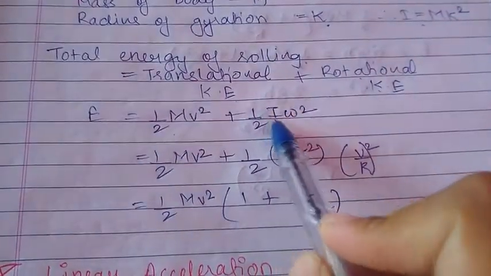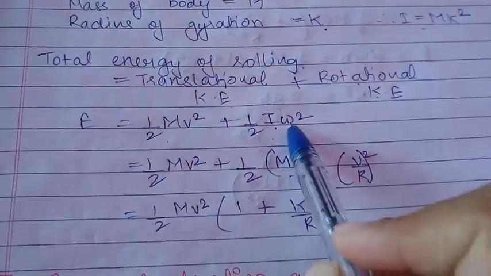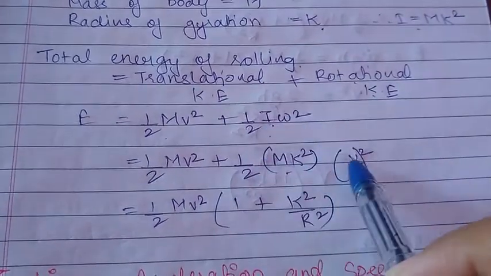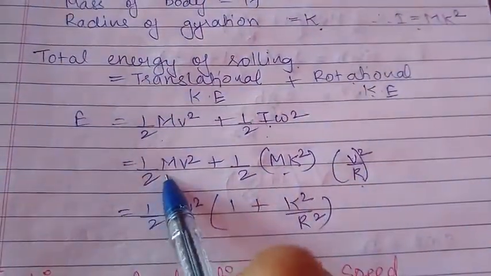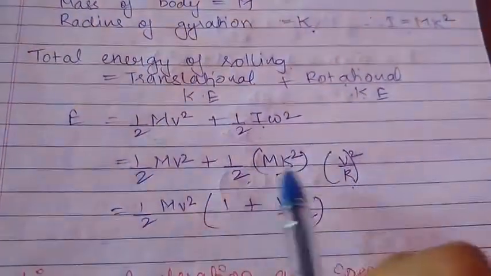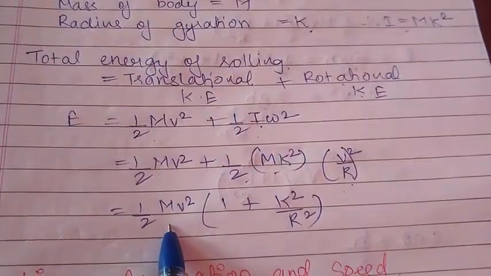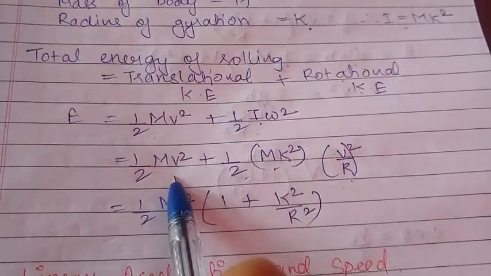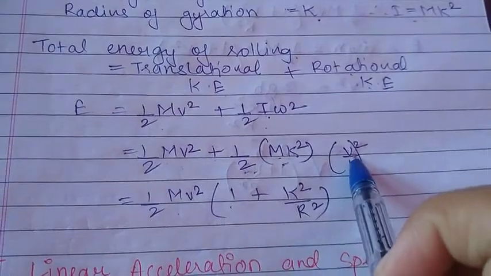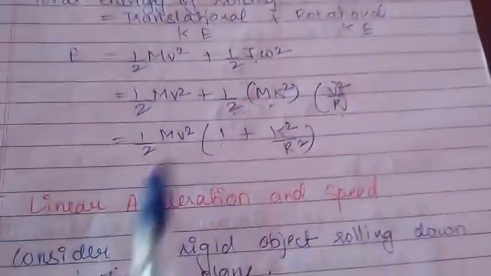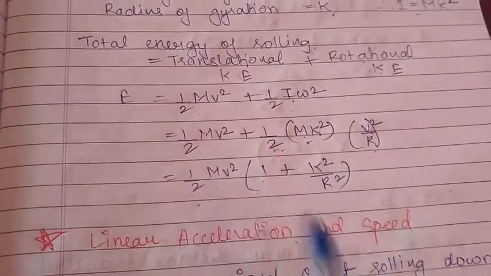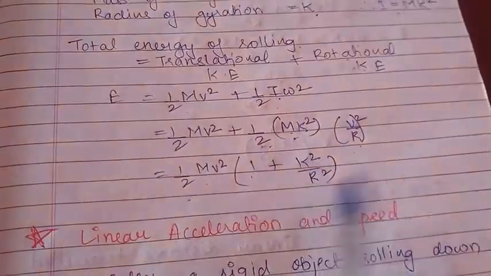Now, in place of I, you can substitute m k square, and in place of omega, you can substitute v by r. So, substituting the value of I and omega, you get this equation, that is half m v square plus half m k square times v by r whole square. Now out of these two terms you can take half m v square common. From the first term, what remains? 1. And from the second term, the remaining terms are k square by r square. So this is the total energy during a rolling motion, that is half m v square into 1 plus k square by r square.